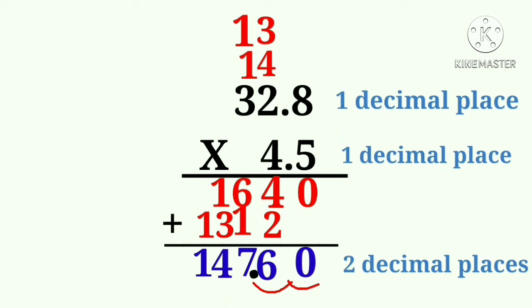So the product is 147 and 60 hundredths. We can also drop the last trailing zero when presenting the answer. So it can be written as 147 and 6/10.